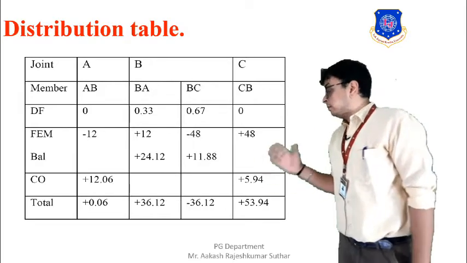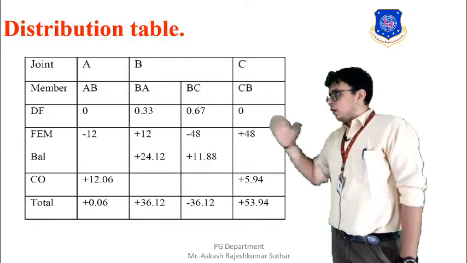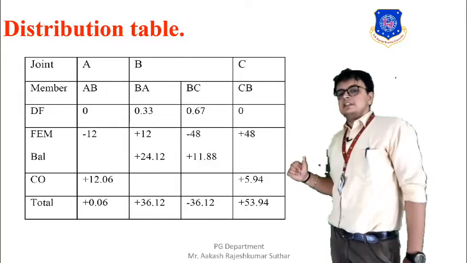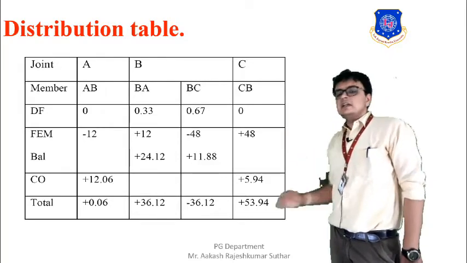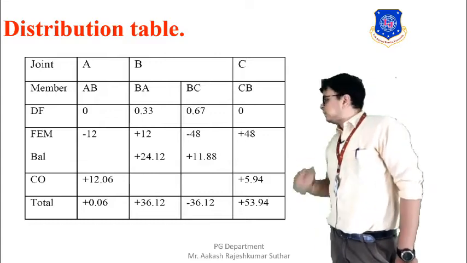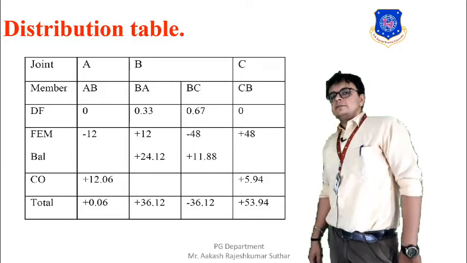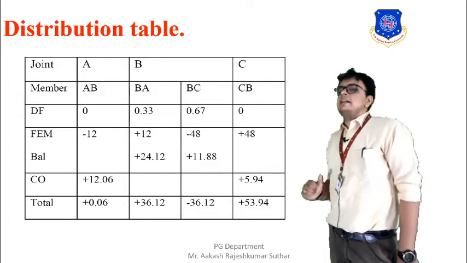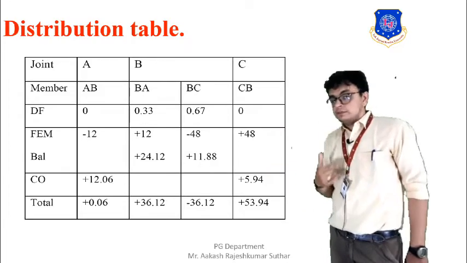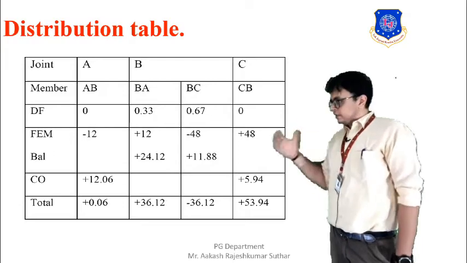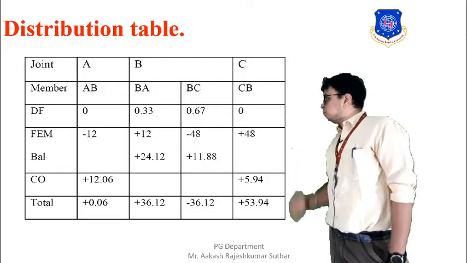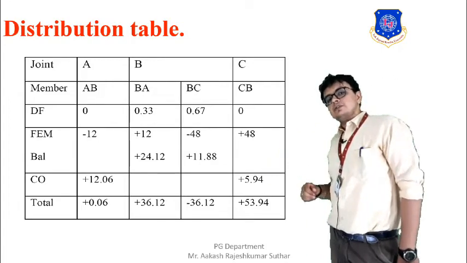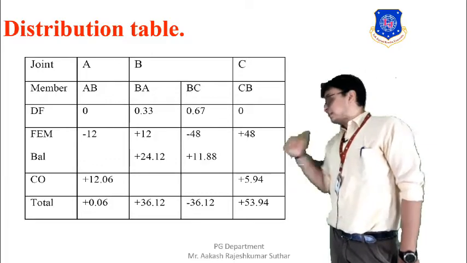So that is the moment that we have to distribute, so we have to multiply it with the distribution factor. For BA, we have to multiply minus 36 with 0.33. So minus 36 into 0.33, we are getting the value of minus 24.12 kilonewton meter. But when we are distributing it, we are doing the balancing. At that time, we have to take the opposite sign, because we are just balancing it. So we will take positive 24.12 kilonewton meter for the distribution at member BA.